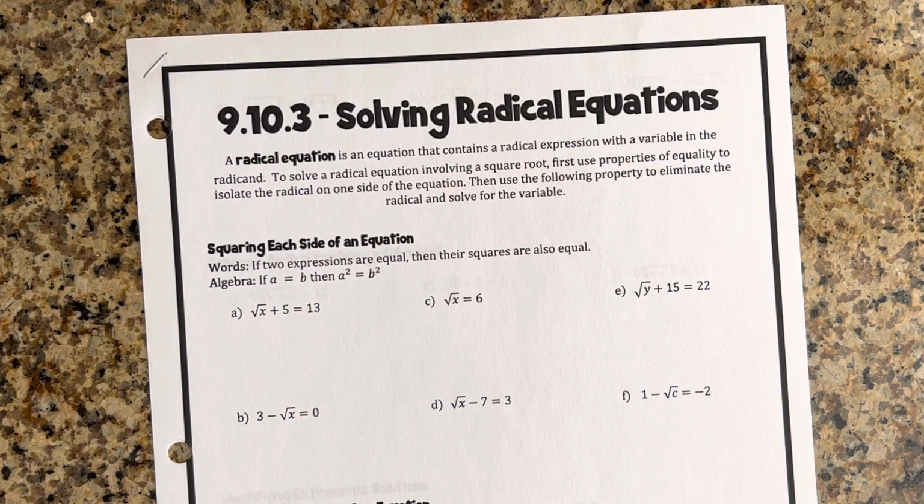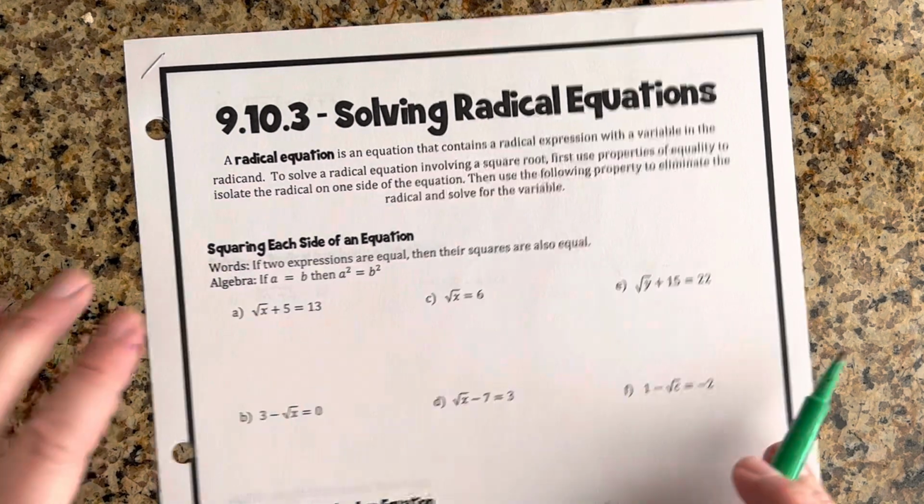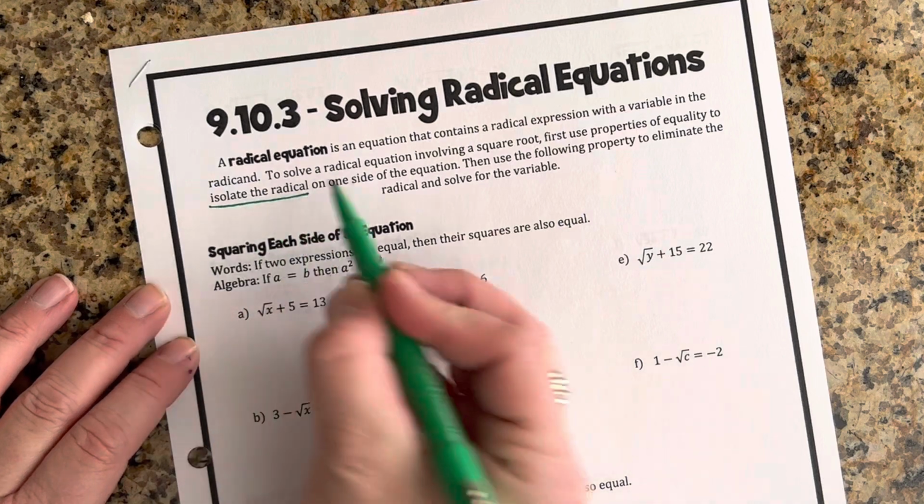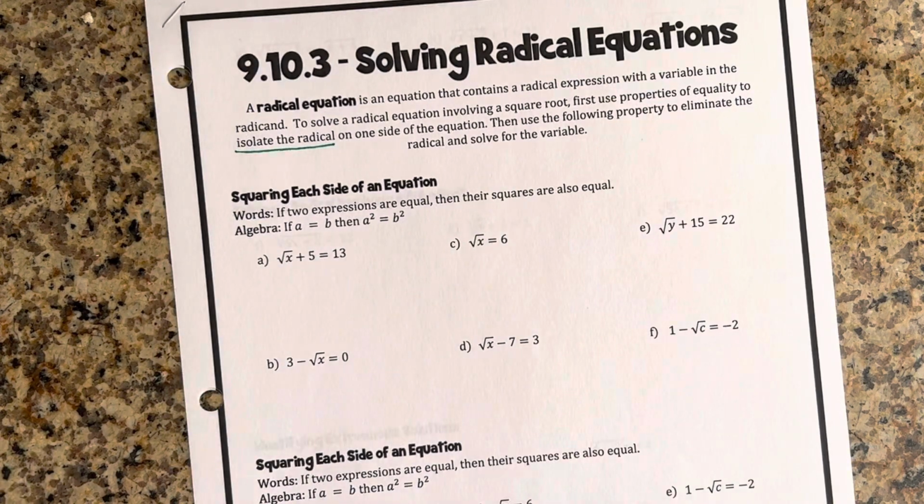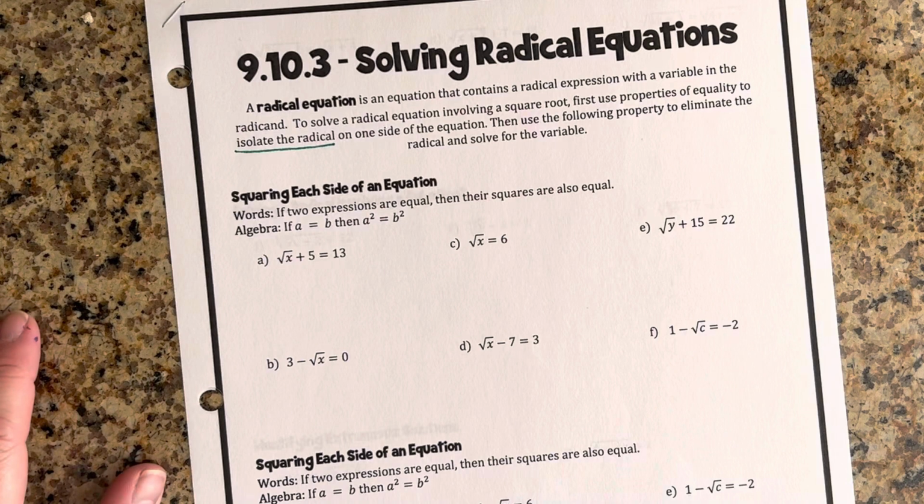So to solve a radical equation involving a square root, first we're going to use the properties of equality to isolate the radical on one side of the equation. Okay, so that's step one, isolate the radical. Then we're going to use the following property to eliminate the radical and solve. What it says next is if two expressions are equal, then their squares are also equal. So if a equals b, then a squared is b squared. So here's what that means when we're solving these equations.